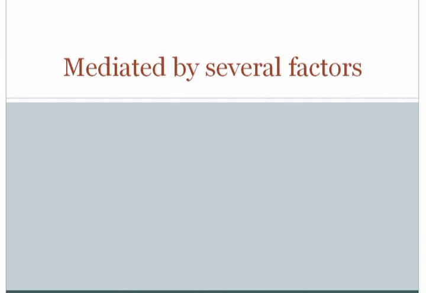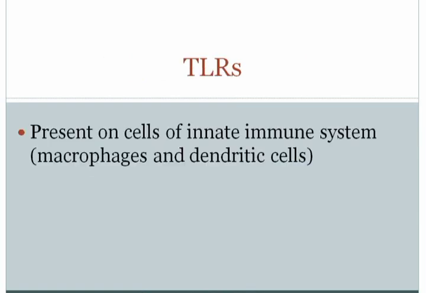The immune system, in particular here, acute inflammation, is mediated by several factors, and examiners like to ask questions about these factors. These factors produce a symphony called acute inflammation, and so it is important to be aware of the individual factors, and we're going to take a little bit of time to go through each of these. So the first are toll-like receptors, also called TLRs. Toll-like receptors are present on cells of the innate immune system, for example, macrophages and dendritic cells. And the toll-like receptors have the ability to recognize something called PAMPs.